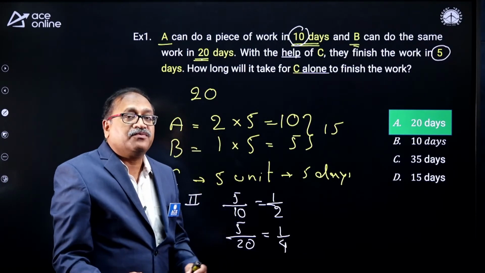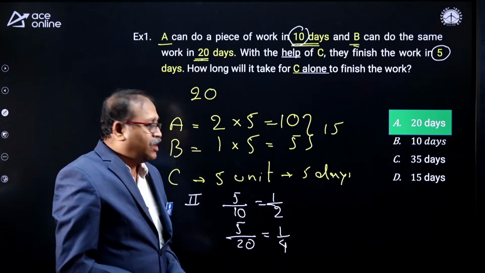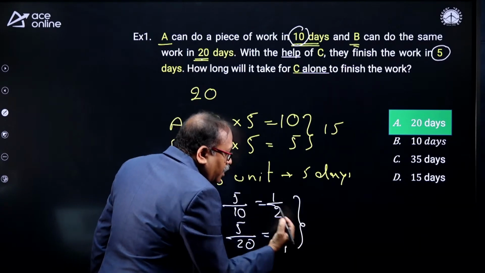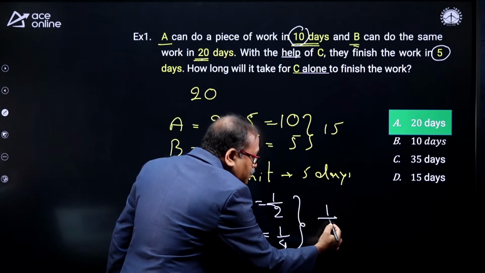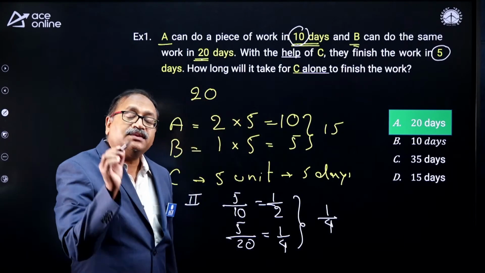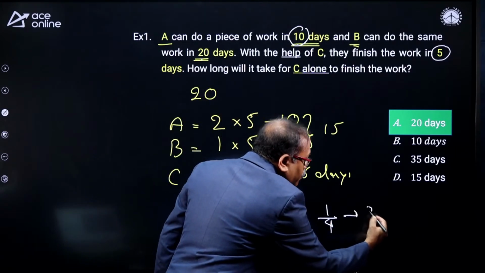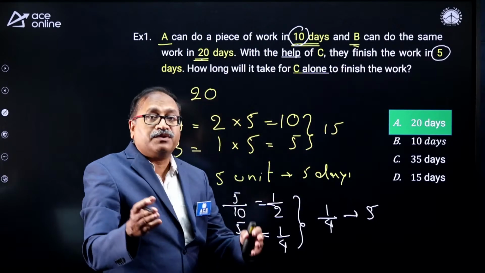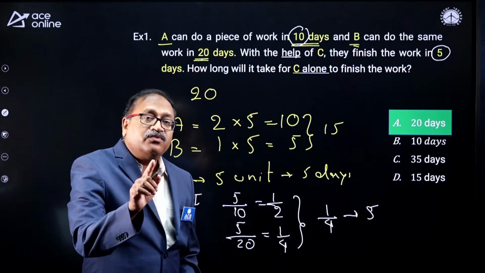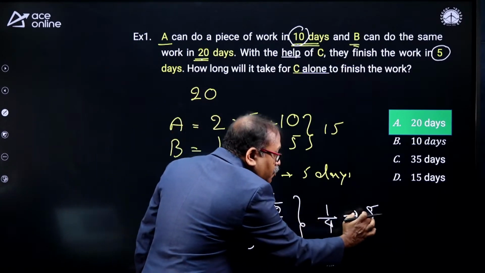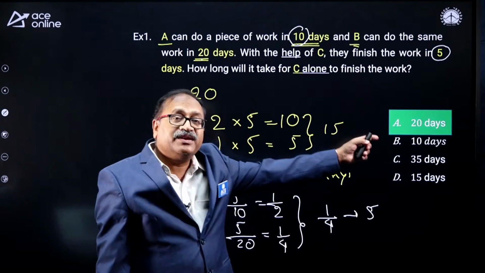Now coming to what part of the work is left, which is done by C in 5 days. So if I add up these two and take out from 1, then you will get that the leftover work is 1/4. And this 1/4 of the work is done by C in how many days? 5 days, because all together have completed the work in 5 days. So 1/4 of the work in 5 days, then one work in how many days? That is 4 into 5, 20 days. That's how we can get the same 20 days over here.